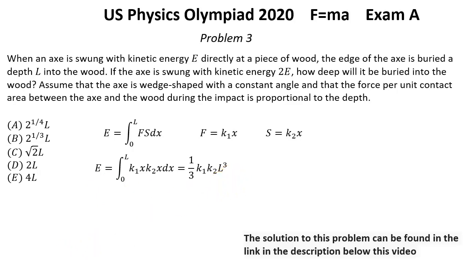It means that L is proportional to energy E to the power 1/3, and it means that if we increase energy twice, we will get length equal to the cubic root of 2 times L, and that's answer B, and that was the solution for problem number 3.